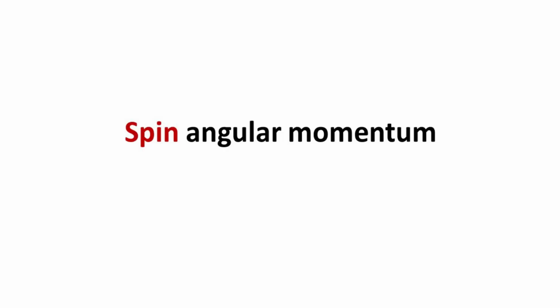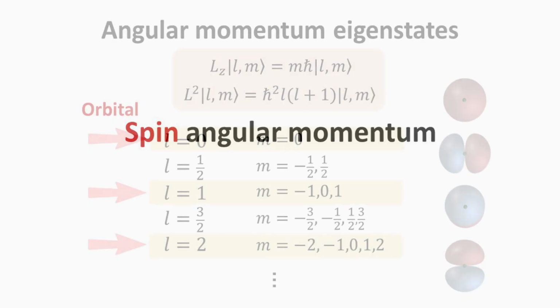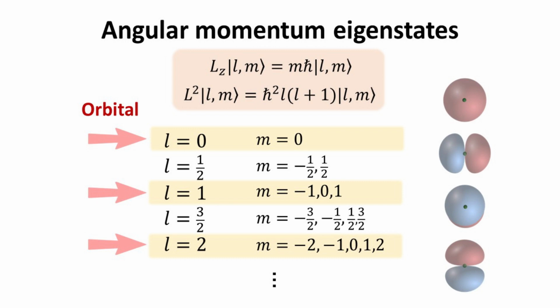Part 6. Spin angular momentum. In this video, we have derived the eigensolutions of the orbital angular momentum in the quantum regime. We showed that the quantum number L must be a positive integer, and this requirement can be traced to the fact that the definition of orbital angular momentum has a direct classical analog.